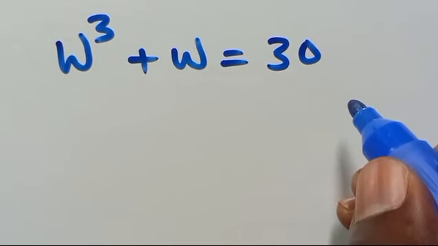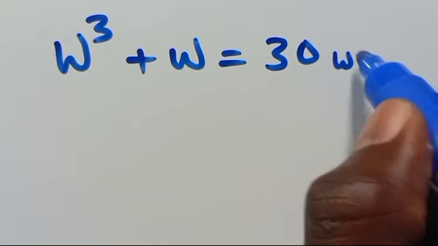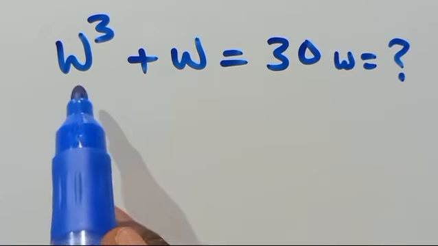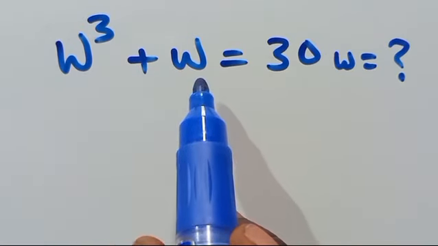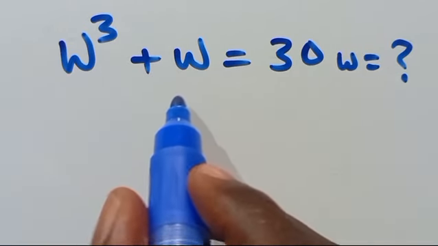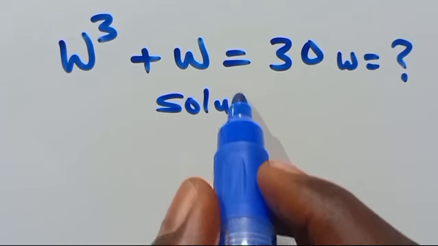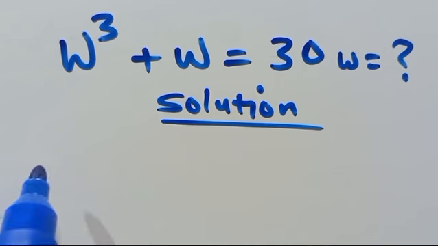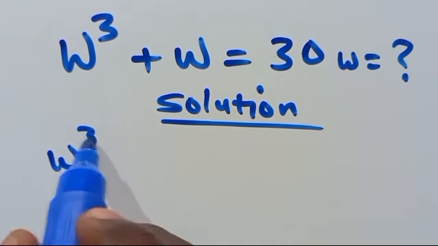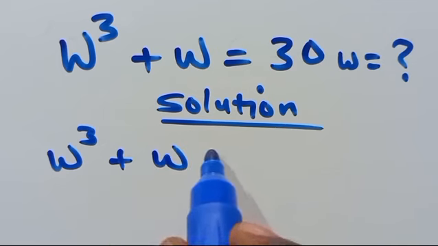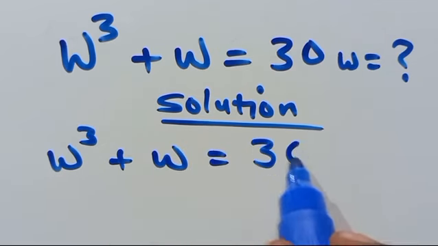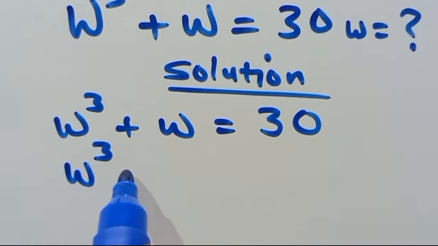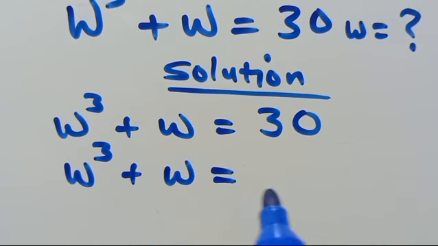In this video, what is the value of W, given that W to the power of 3 plus W equals 30? Solution. So from here, we have W to the power of 3 plus W equals 30.